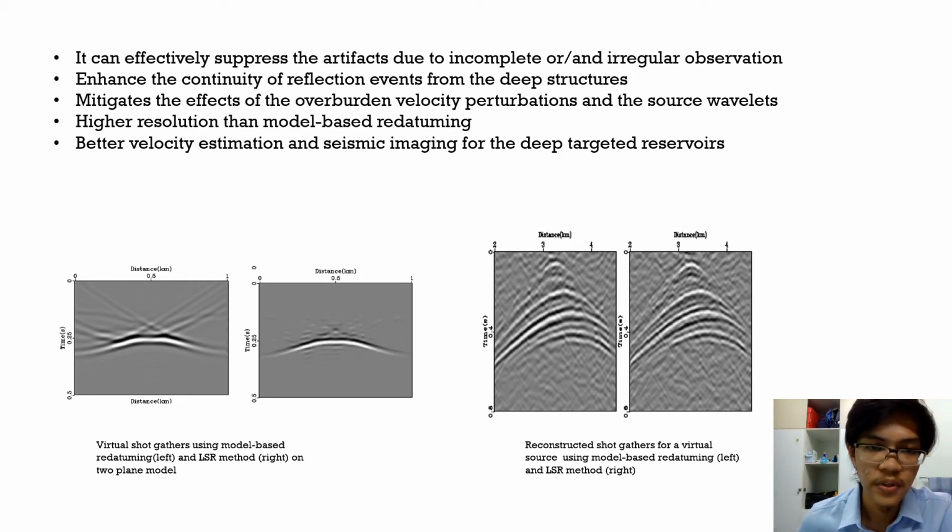On the left figure, we can see the differences between virtual shot gathers using model-based redatuming and the LSR method. We can see that the LSR method on the right shows better amplitude and a better primary reflection data. And on the right, the figure shows reconstructed shot gathers for a virtual source using model-based redatuming and also the LSR method. The LSR method on the right shows better reflection data and also a higher amplitude.